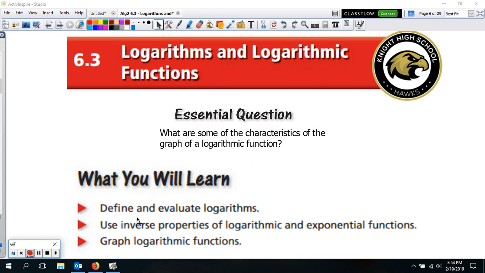One of the first things you want to realize about these logarithms and how they connect with exponential functions, because they're in the same chapter, is that they are the inverses of exponential functions. So when we say something like b to the x power, the logarithm would be the inverse of that kind of function. As we go through this, you'll begin to see how that is true.